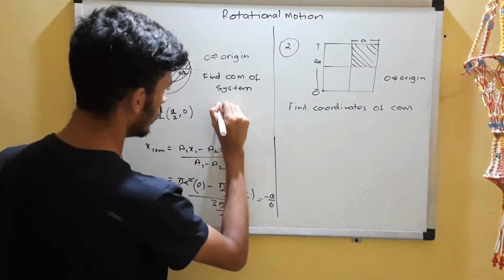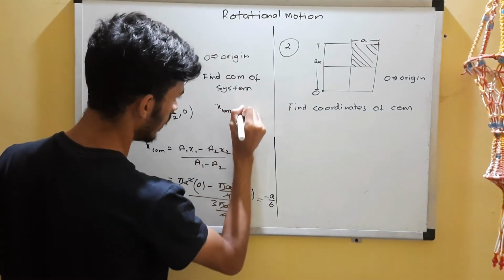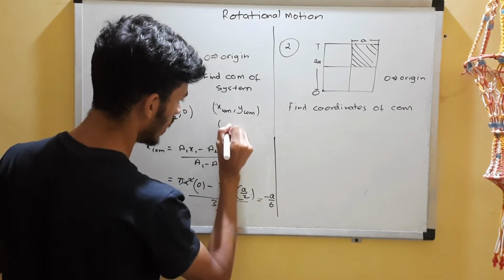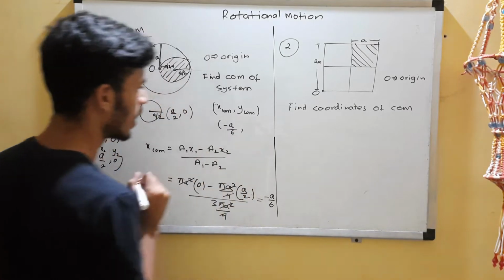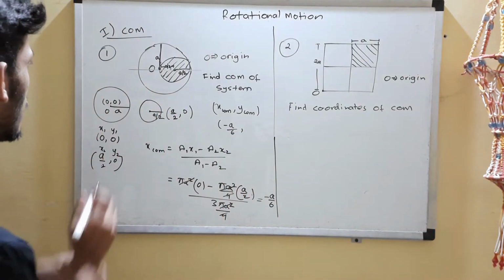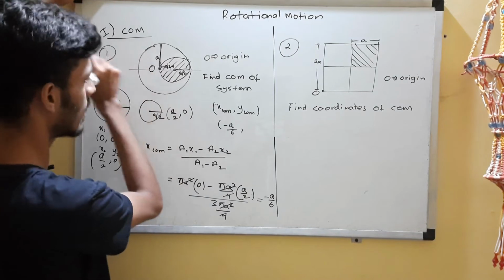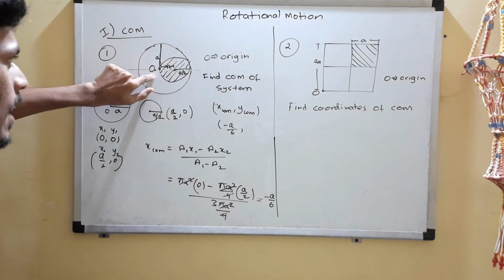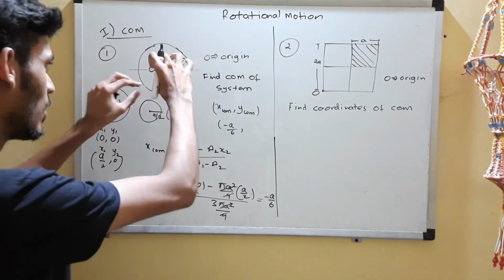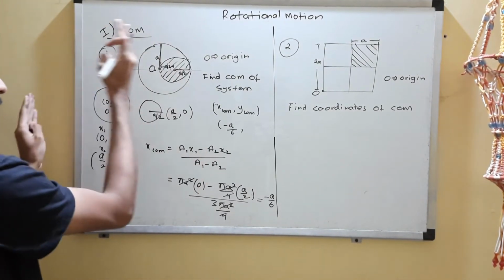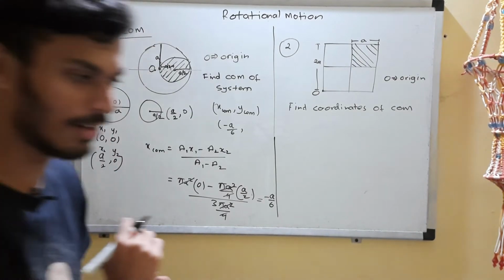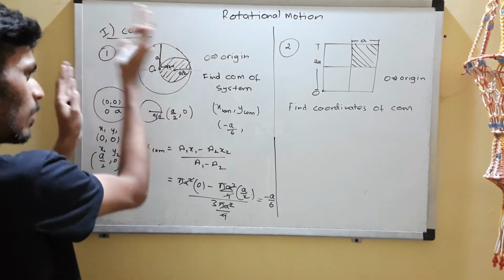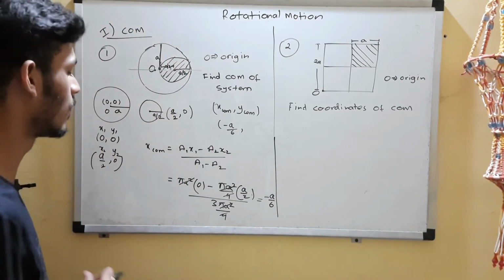So the x coordinate of the center of mass is minus a by 6. Where will we have the x coordinate? Somewhere over here, on the minus side, at a by 6. It also makes sense. When you remove this area, the center of mass will shift to the heavier side, where there is more mass. Once you cut out this piece, there is more mass on the left hand side, so the center of mass will shift to the left hand side.